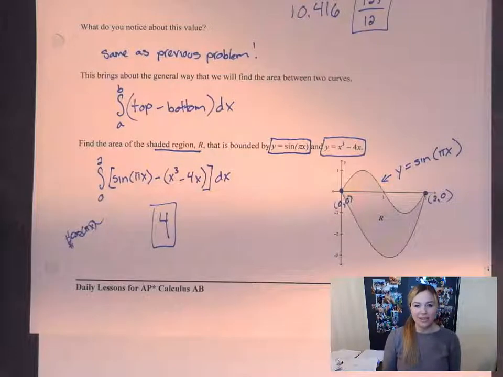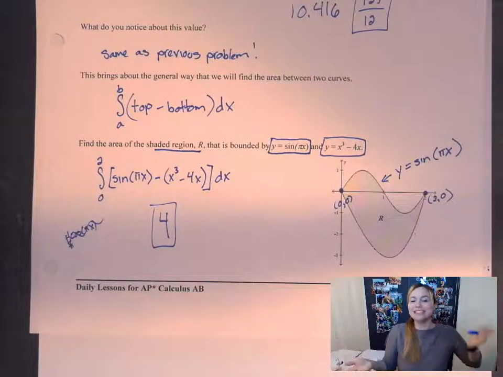So how do you find the area between two curves? You integrate the top function minus the bottom function. That's it. Easy peasy, lemon squeezy.